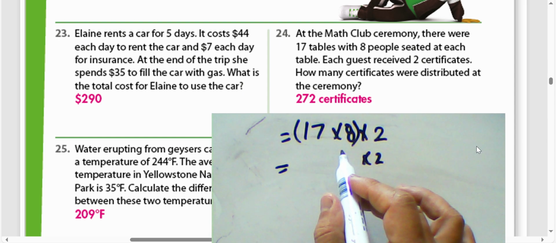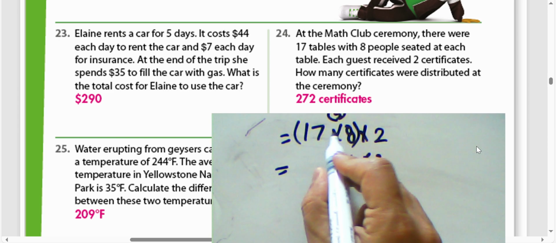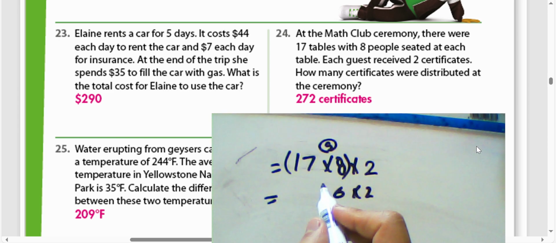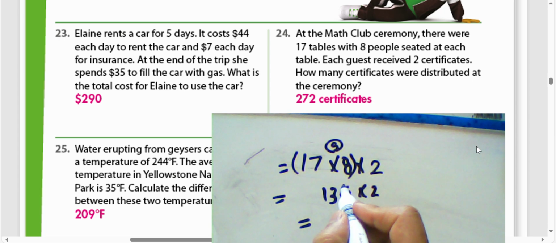7 times 8 equals 56. Write 6 and carry 5. 1 times 8, 8 plus 5 equals 13. Then the result will be 136. Now 2 times 6, 12. Write 2 and carry 1. 2 times 3, 6 plus 1, 7. And 2 times 1 equals 2. And then the number of certificates will be 272 certificates.